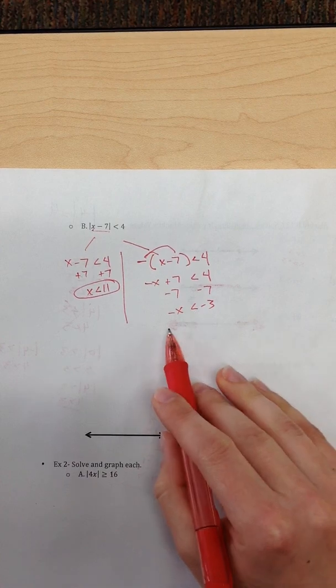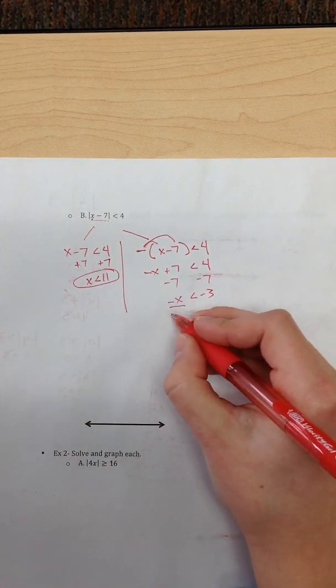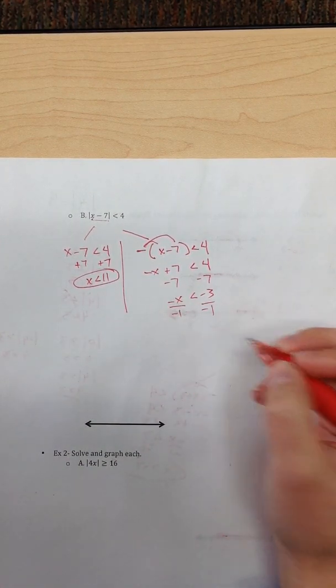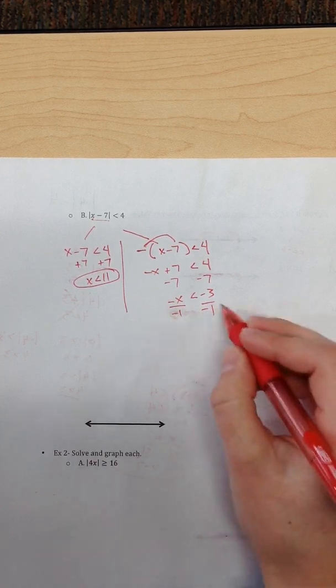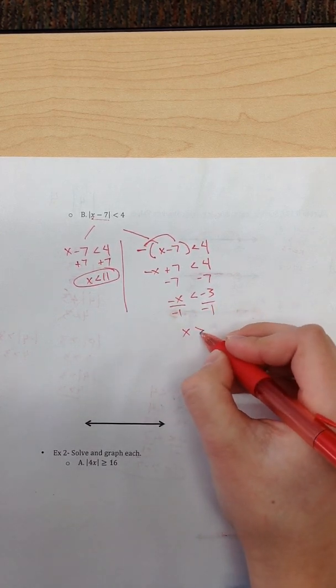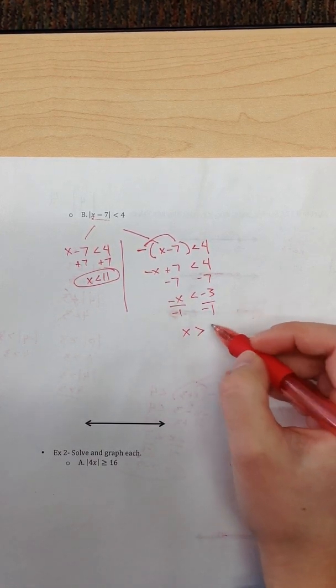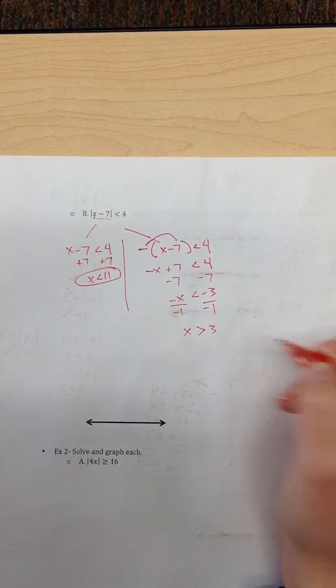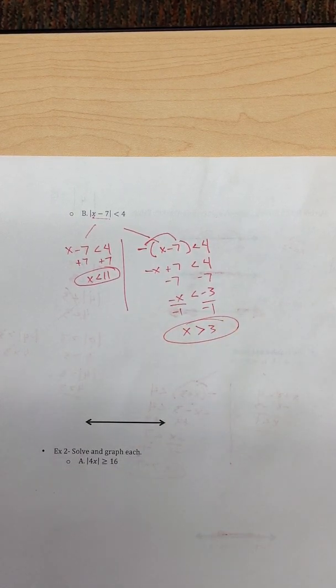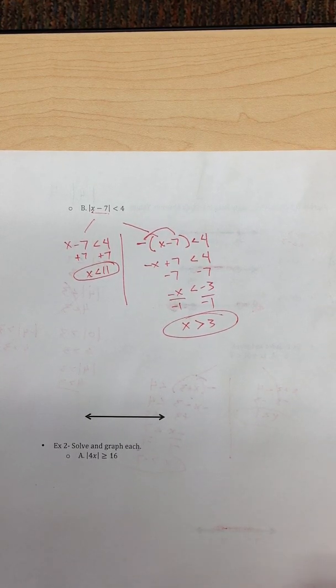And then to get rid of the negative in front of the x, divide by negative 1. And then since I'm dividing by that negative there, sign's got to switch. And then negative 3 divided by negative 1 would be a positive 3. Okay, so those would be my two things there. If you want to with these, you can also rewrite them as one inequality.